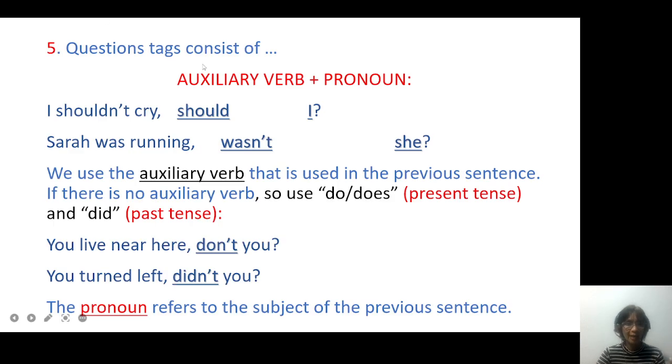Number five, question tags consist of auxiliary verb plus the pronoun. Example, I shouldn't cry, should I? Sarah was running, wasn't she? We use the auxiliary verb that is used in a previous sentence. If there is no auxiliary verb, use do or does, because there are moments when you won't see any auxiliary verb at all. So let's do some examples. You live near here, don't you? You turned left, didn't you? The pronoun refers to the subject of the previous sentence.